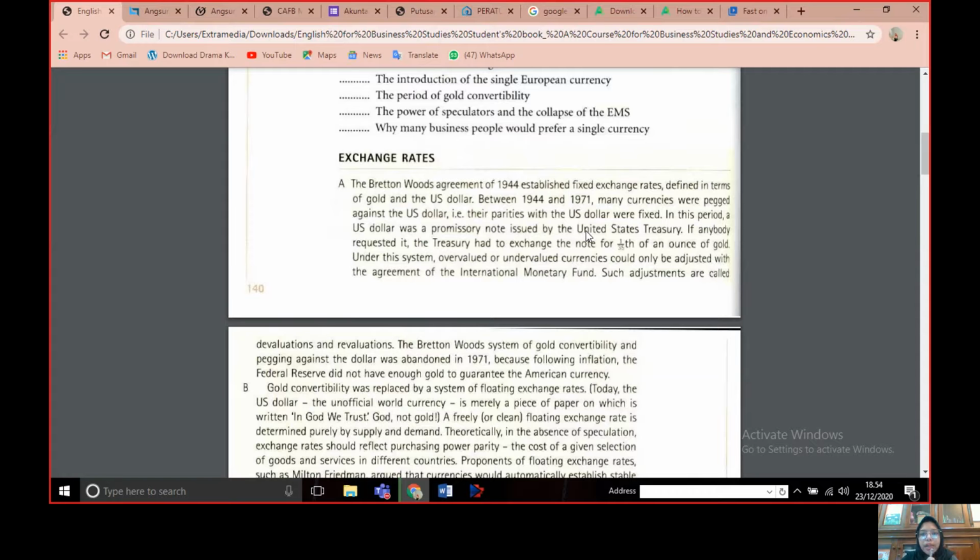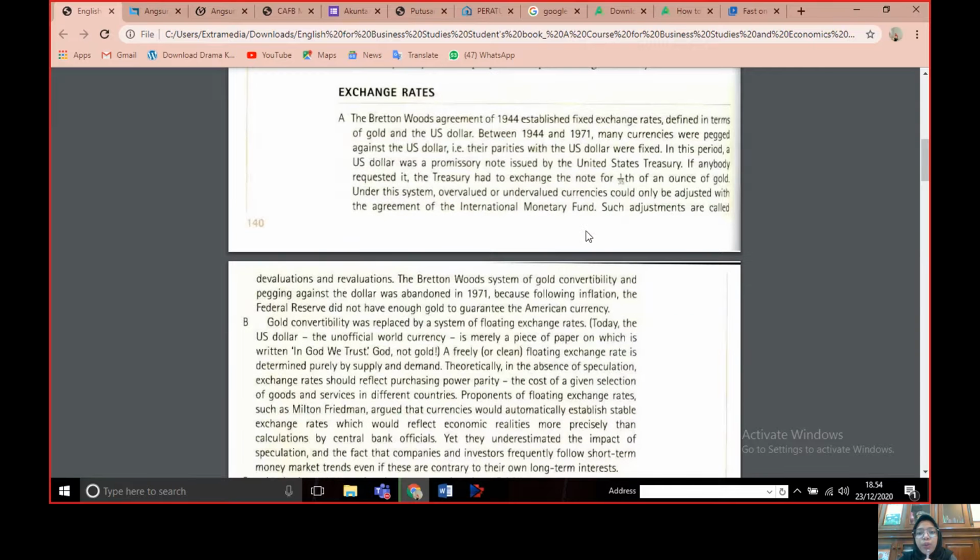The Bretton Woods system of 1944 established exchange rates defined in terms of gold and the US dollar between 1944 and 1971. Many currencies were pegged against the US dollar. Their parities with the US dollar were fixed in this period. A US dollar was a promissory note issued by the United States Treasury. If anybody requested it, the Treasury had to exchange the note for 1/35 of an ounce of gold.